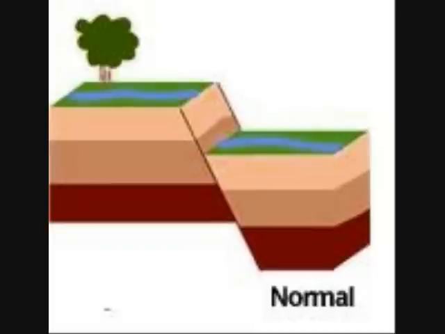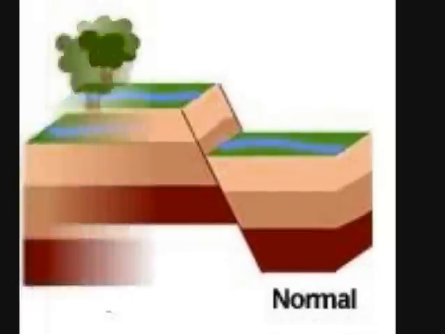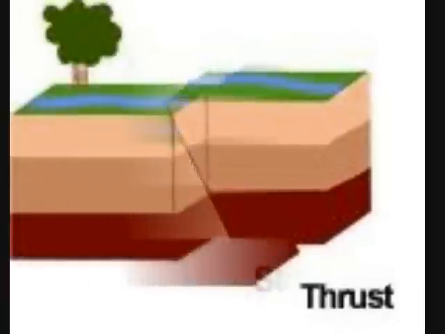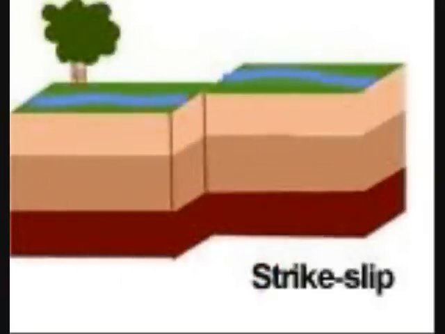If the rock mass involved moves down vertically, it is a normal fault. A second kind of dip-slip fault is a thrust fault. A thrust fault is the opposite of a normal fault, and this happens when the rock mass moves vertically upward. The third type of fault is a strike-slip fault. Strike-slip faults occur when rock masses are cut vertically and move horizontally.